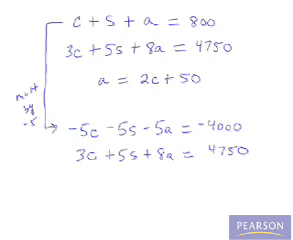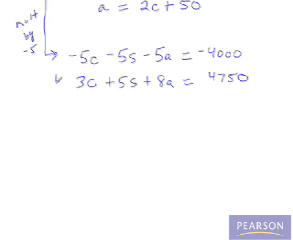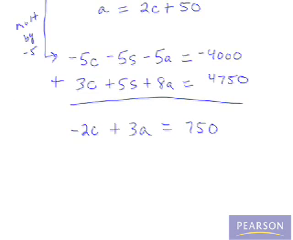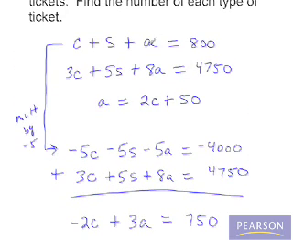When we add these 2 equations together, we get -2C. Our S terms cancel each other out. We get positive 3A equals -4,000 plus 4,750, which is 750. So here we have an equation with just A and C in it. Now we're going to find a second equation that just has A and C. Our third equation has just A and C in it, so let's modify it.